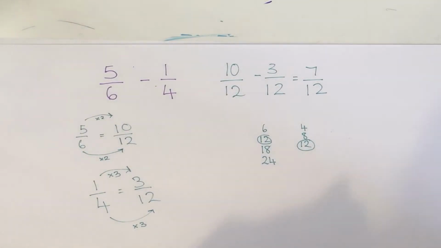The basic rule for adding and subtracting fractions is that you cannot add or subtract until both your denominators are the same.